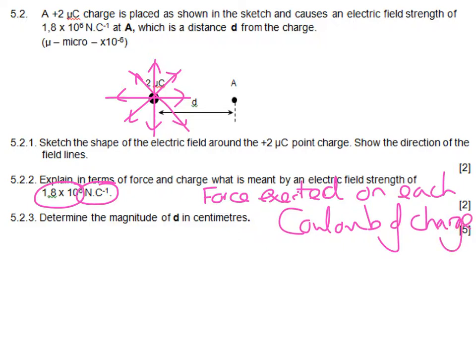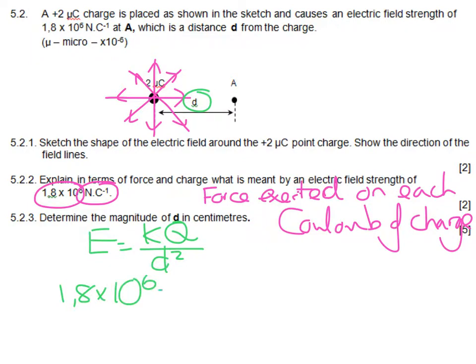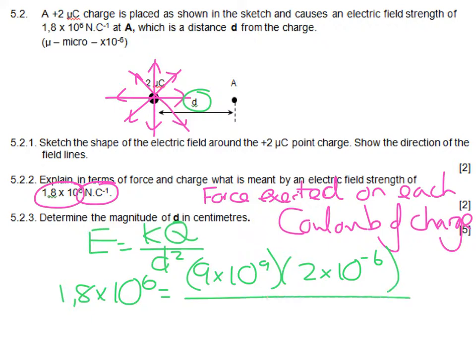And then determine the magnitude of D in centimeters. That's just a substitution. E is equal to KQ over D squared, or R squared if you prefer, but it's D in this case. And we've been given the electric field strength 1,8 times 10 to the power of 6, and that's equal to 9 times 10 to the power of 9. The charge given is 2 times 10 to the negative 6 because it's microcoulombs, and we then need to square root my answer, and we land up with 1 times 10 to the negative 1 meters, which is really equal to 0,1 meters, which is equal to 10 centimeters.